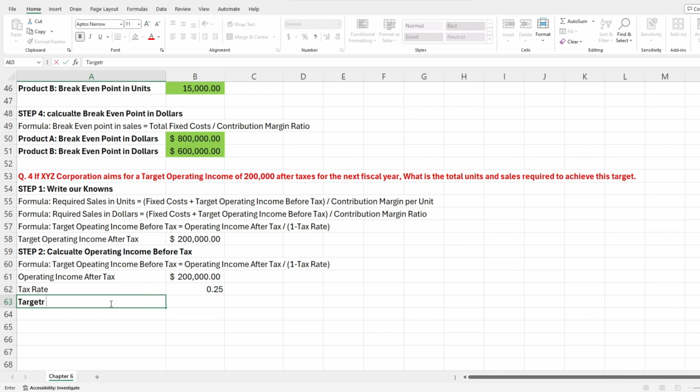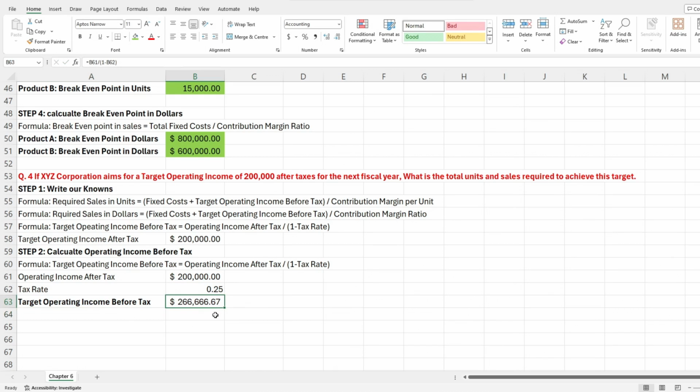So our target operating income before tax is equal to our operating income after tax divided by, and make sure you write your parentheses, 1 minus 0.25. The reason why I'm writing 0.25 in decimals is because we're using 1 minus. So 266,666.67.